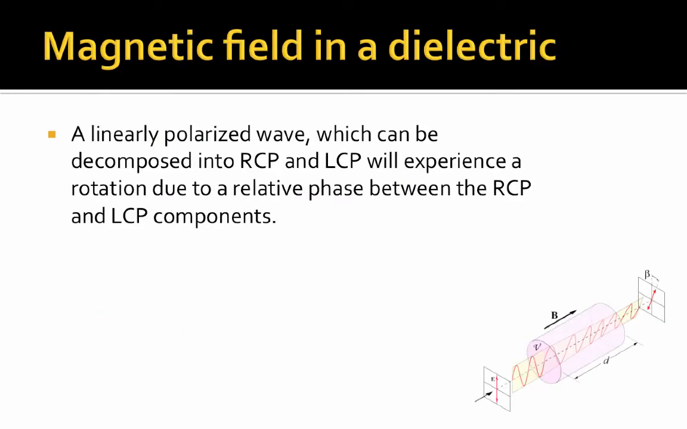Okay, so back again to our description. We start with the linearly polarized wave, and it's broken up into right circularly polarized and left circularly polarized light. Each experience a different phase, and therefore the linearly polarized light is rotated.